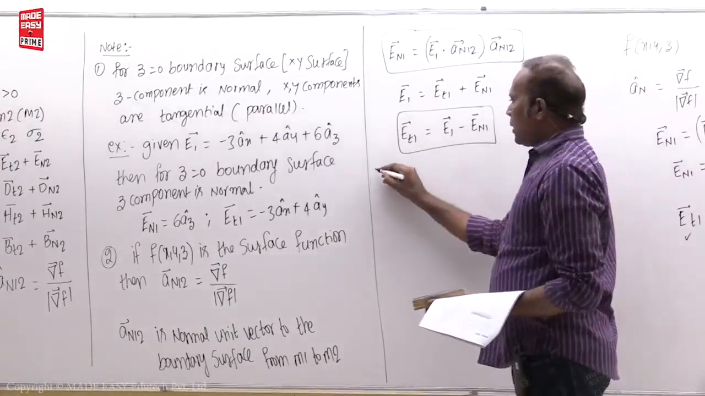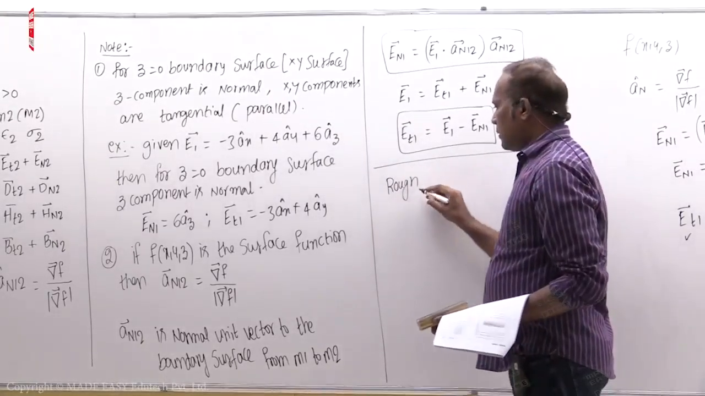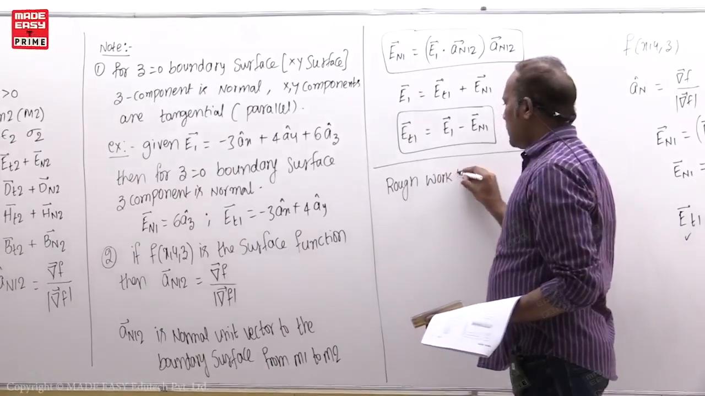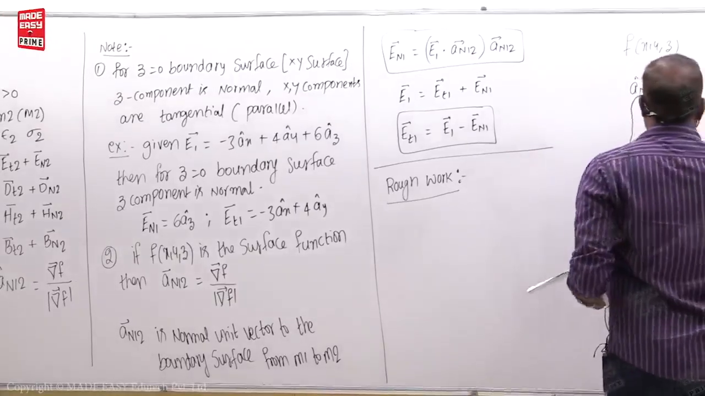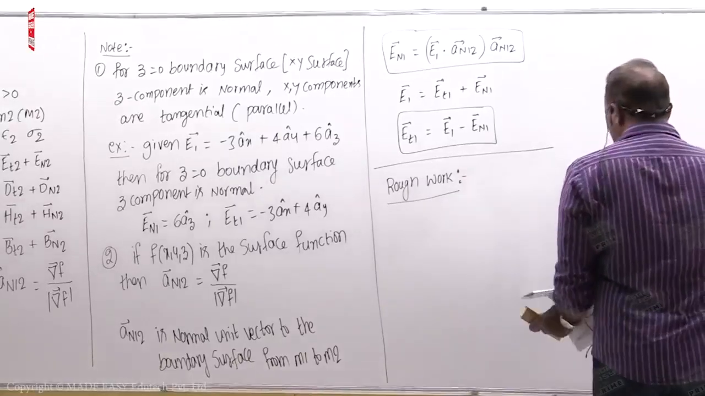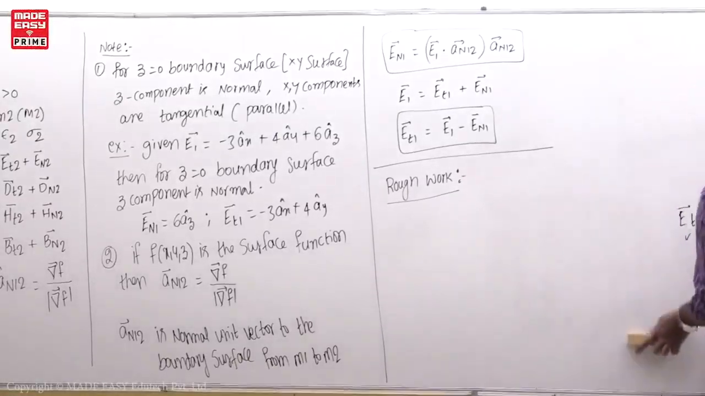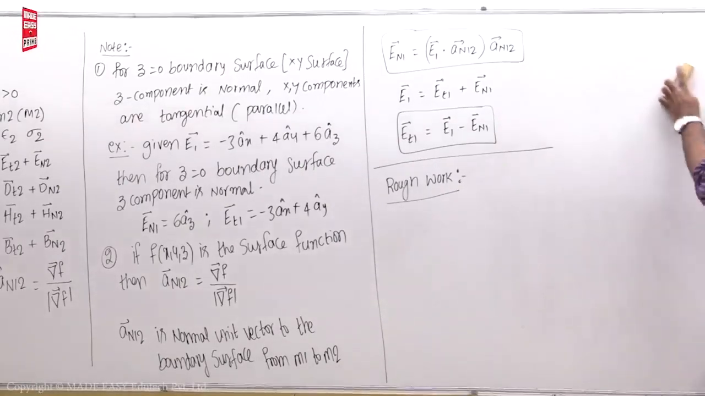They are in the note. Now I will do some rough work. No need to bother about this rough work actually. It is just to get clarity on the equations of the boundary surface. After that, we will write the boundary conditions. Okay, students.